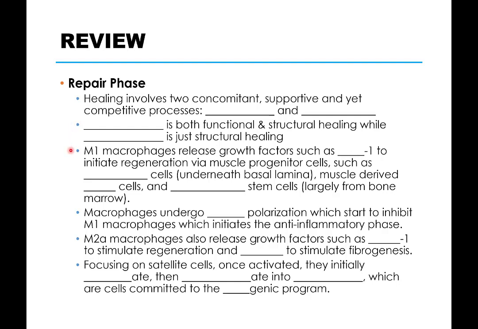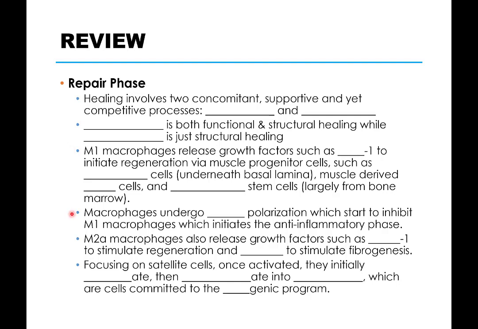M1 macrophages release growth factors such as IGF-1 to initiate regeneration via muscle progenitor cells, such as satellite cells, muscle-derived stem cells, and mesenchymal stem cells. Also keep in mind, IGF-1 is not the only player, as other chemicals/cytokines released by inflammatory cells also play a role in initiating regeneration. For the sake of simplicity, I only focused on IGF-1, but just know that there are chemicals/cytokines released by these inflammatory cells that also play a role in initiating the regenerative process.